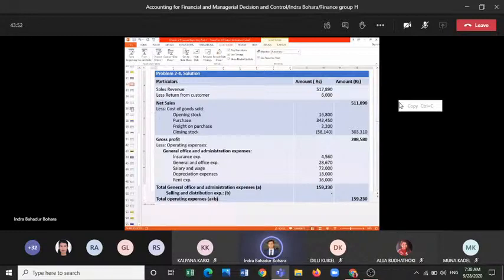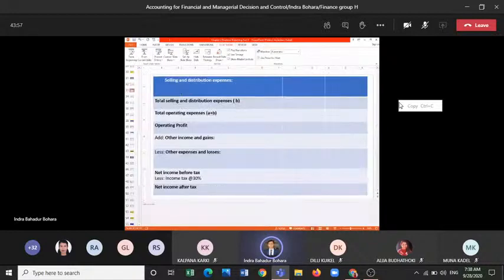Now you calculate the gross profit. After that you calculate net profit. Total selling and distribution expenses is 0. Okay, 0. I put 0 here.